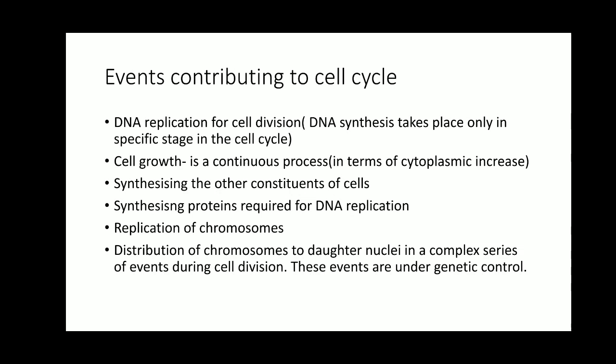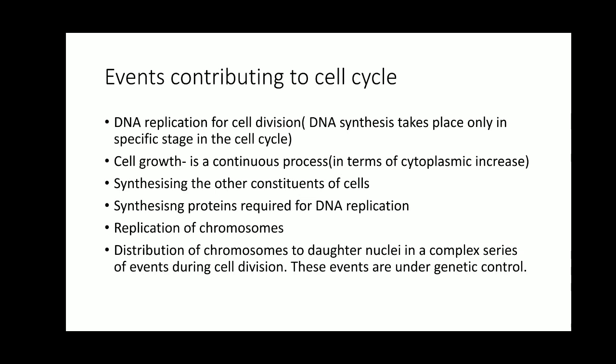Let us see some of the events contributing to the cell cycle. What are the events that participate in the cell cycle for the cell division process? One is DNA replication, which is a very important part of the cell cycle. Why? Cell division is a part of cell cycle. When a cell is divided, it is said to be complete when it possesses the genetic material.